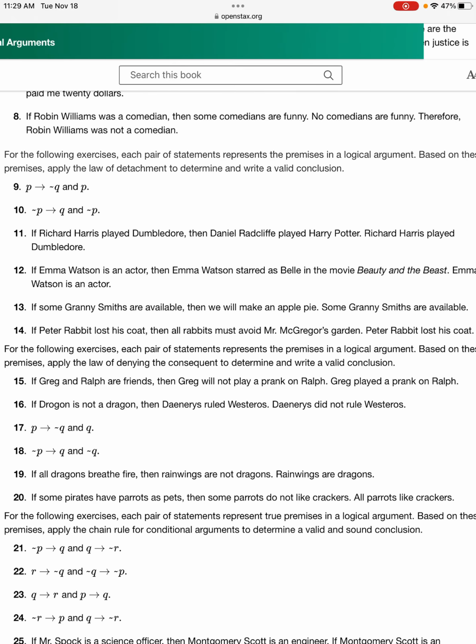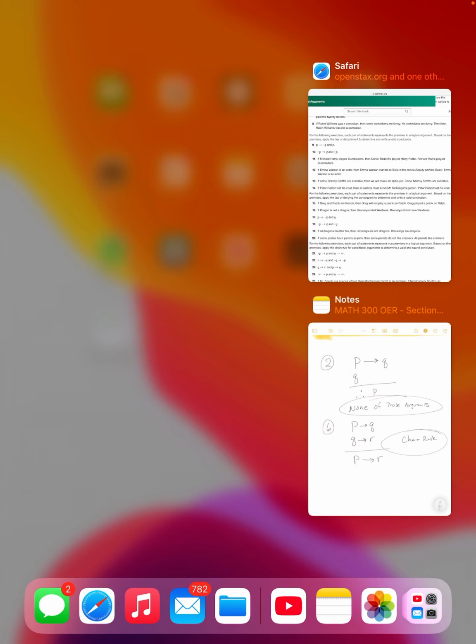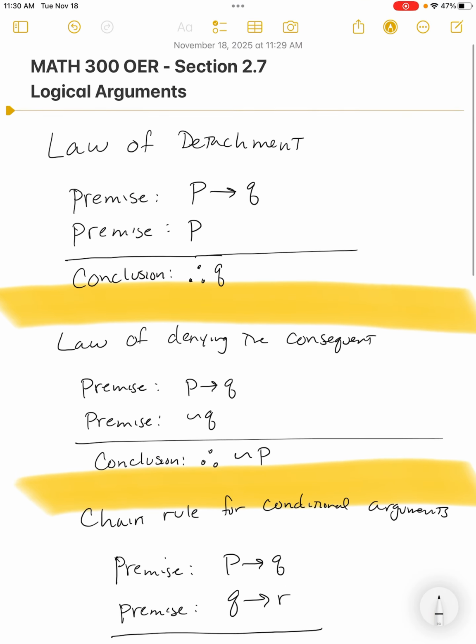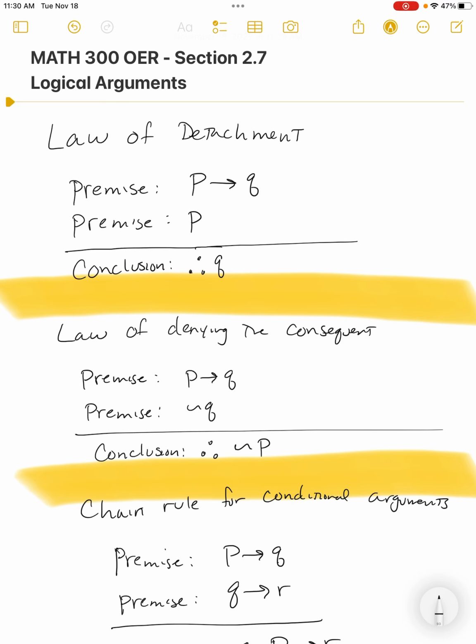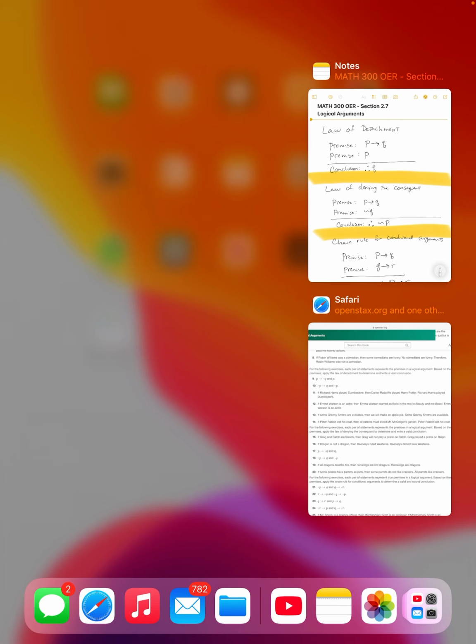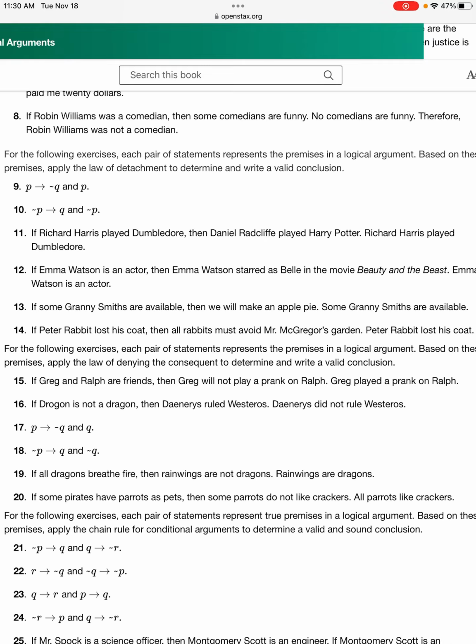So as we look at the next block of problems from 9 to 14, it says, for the following exercises, each pair of statements represents the premise in a logic argument. Based on these premises, apply the law of detachment to determine and write a valid conclusion. So the only one we're focused on is this very first one, the law of detachment. That law says if P going to Q is true and P happens, then Q is going to happen. Okay, so let's go look at this.